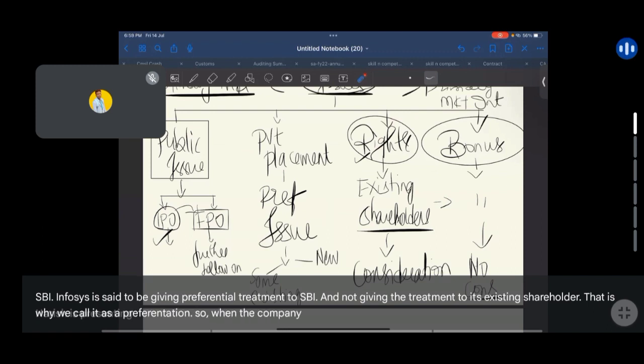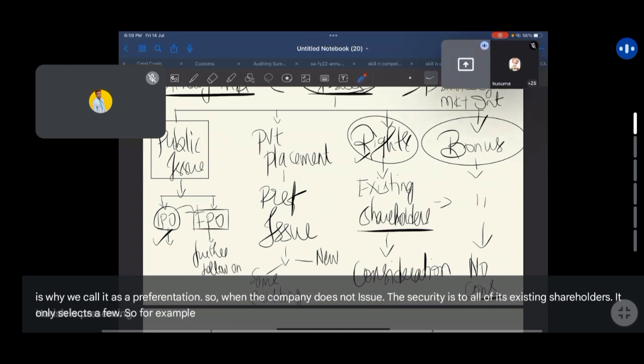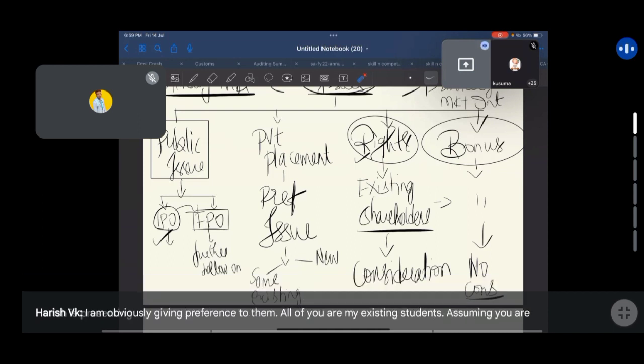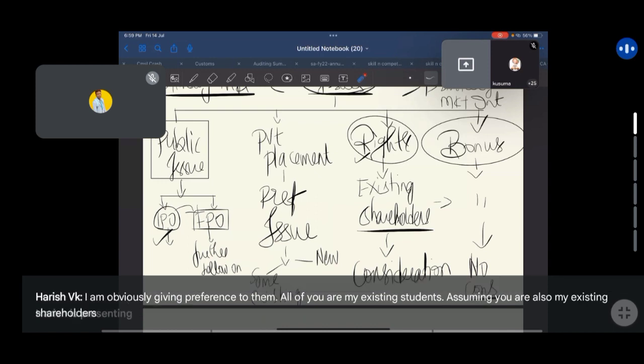So when the company does not issue the securities to all of its existing shareholders, it only selects a few. So for example, in this class, if I am Infosys, I only call Kusuma, Gagana and Manoj to invest in my company. I am obviously giving preference to them. All of you are my existing students, assuming you are also my existing shareholders.